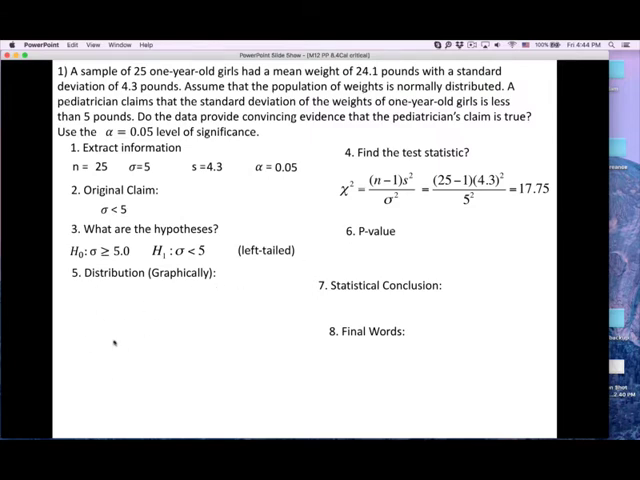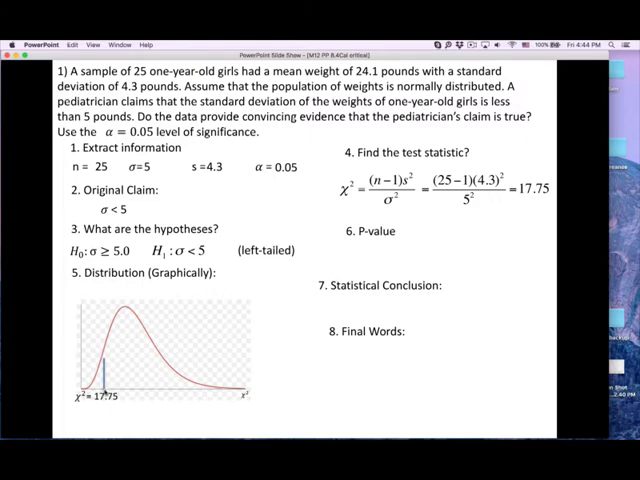Now, distribution here, we are working on the chi-square. So make sure you give me the picture skewed to the right. Okay, don't give me the normal distribution. It has to be skewed to the right. And we have the left tail test. The test statistic, that's 17.75. So it's going to be here.